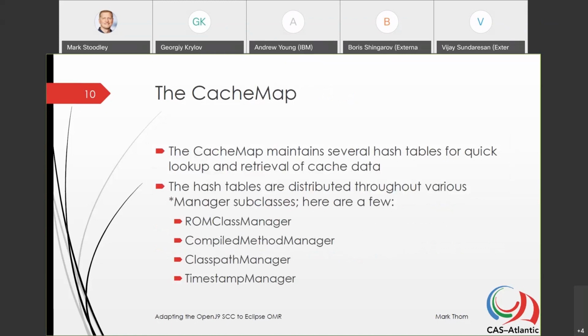And just to see some examples of these hash tables, they're organized into this manager family of subclasses, which are usually specialized around the type of data that they manage. So it's pretty immediately evident from the examples that I give here. You have ROM classes, like compiled methods, classes, class paths, different timestamps, among many others, of course.